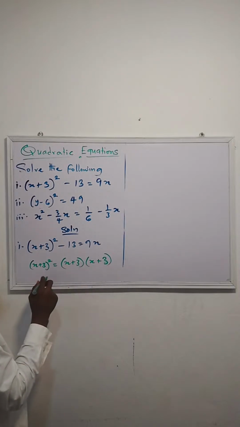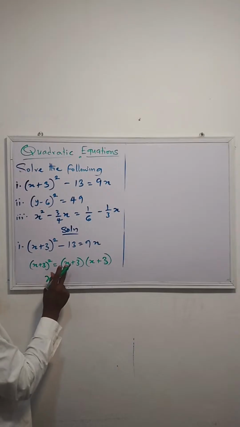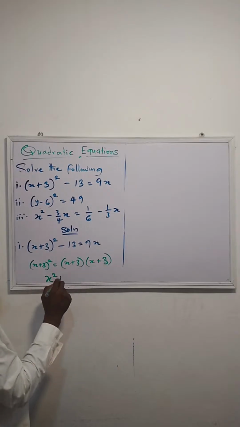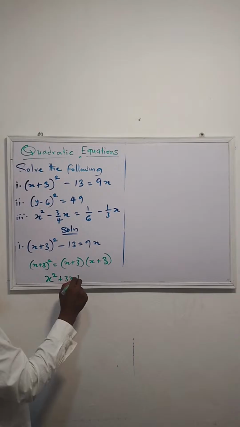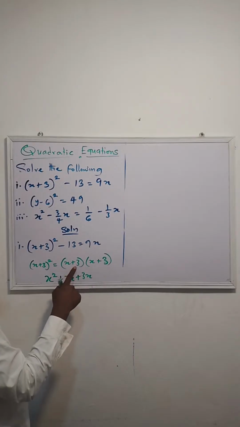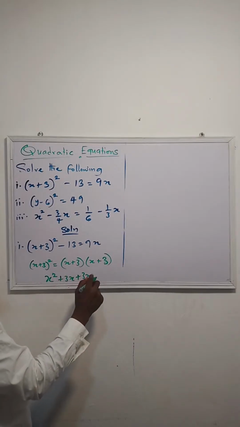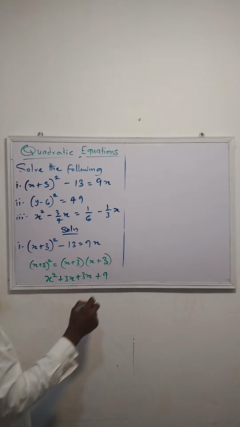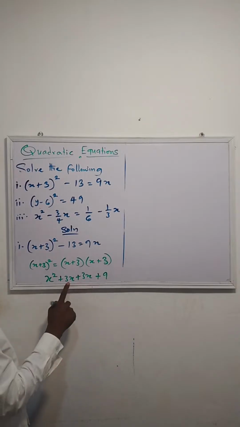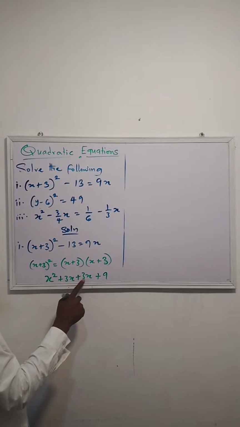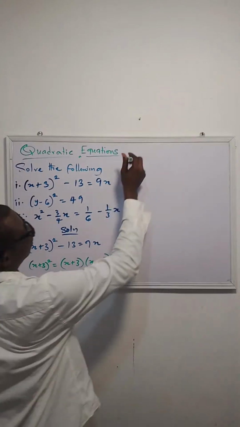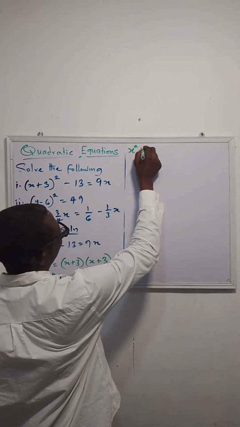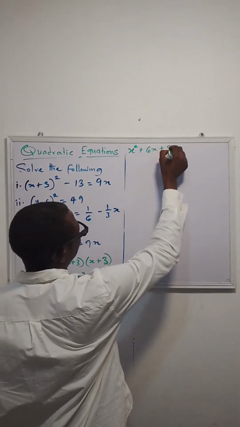So x times x, we have x squared. x times 3, we have plus 3x. Now the second one: plus 3 times x, that is plus 3x. And plus 3 times plus 3 is plus 9, because 3 times 3 is 9. When you look at this, these are similar terms, so we join them together. We have x squared plus 6x plus 9.